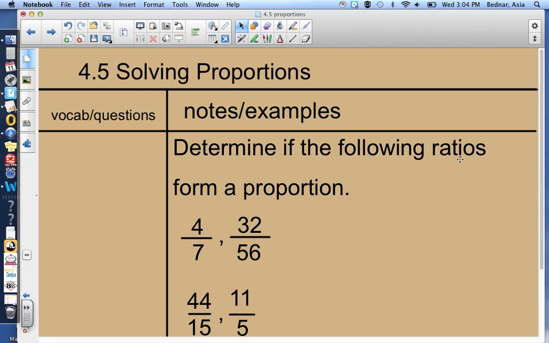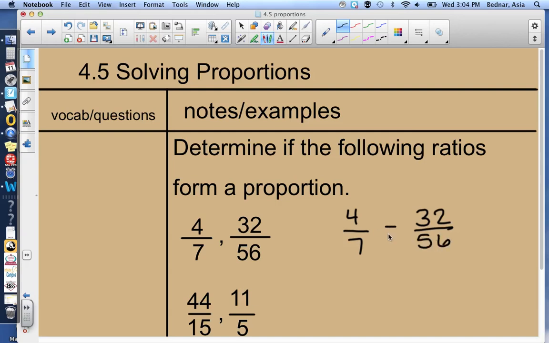Remember, a ratio is just a fraction comparing two numbers. And if I want to see if they make a proportion, I have to see if they equal each other. So the first thing I'm going to do is take the time to set them equal: 4 over 7, 32 over 56. I'm going to put the equal sign in between, but that is what I'm trying to find. Do they equal? In class, we talked about the fact that we could turn this into a decimal by dividing, that we could reduce if we can reduce, and at last but not least, if we can't do any of those, then we'd have to cross multiply.